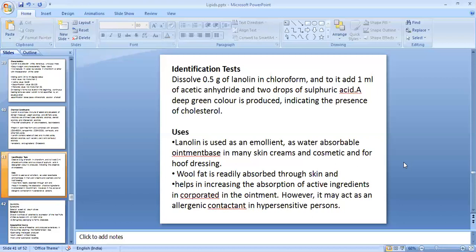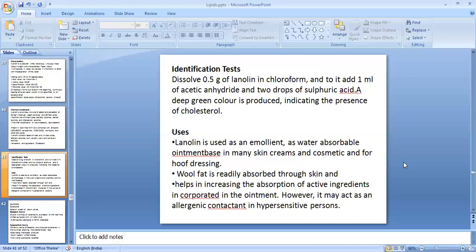And uses: it is used as an emollient and as a water-absorbable ointment base in many skin creams and cosmetics. It is also used for hoof dressing. Wool fat is readily absorbed through the skin. That is why it is called a water-absorbable ointment base. Because of this property, it helps in increasing the absorption of active ingredients which are incorporated in the ointment. However, this may sometimes act as an allergen when in contact, especially in hypersensitive persons. So care should be taken for hypersensitive persons to avoid allergic reactions.